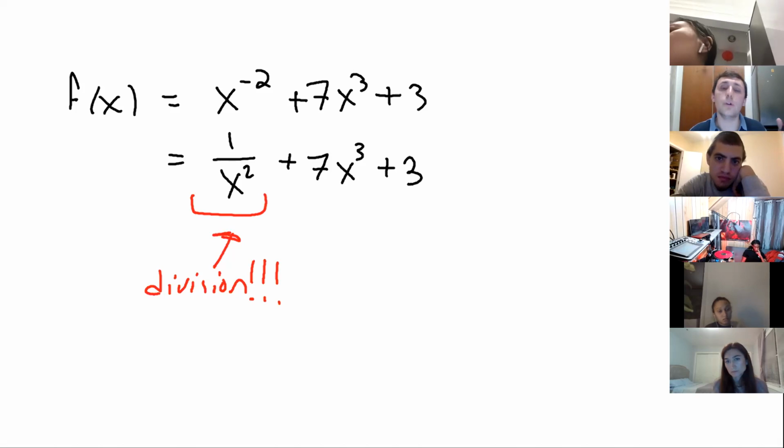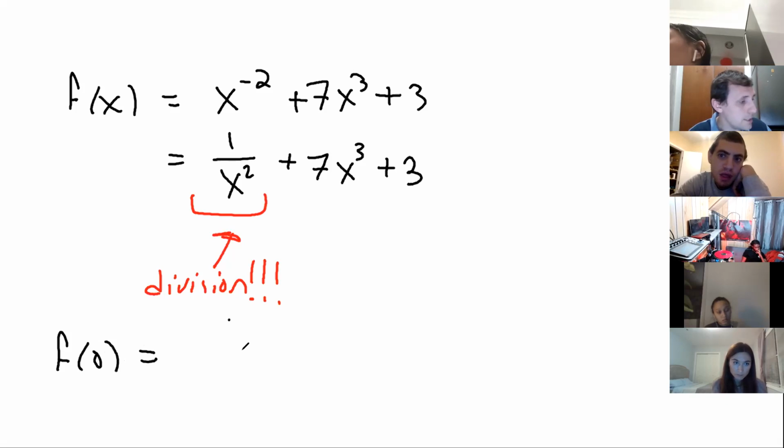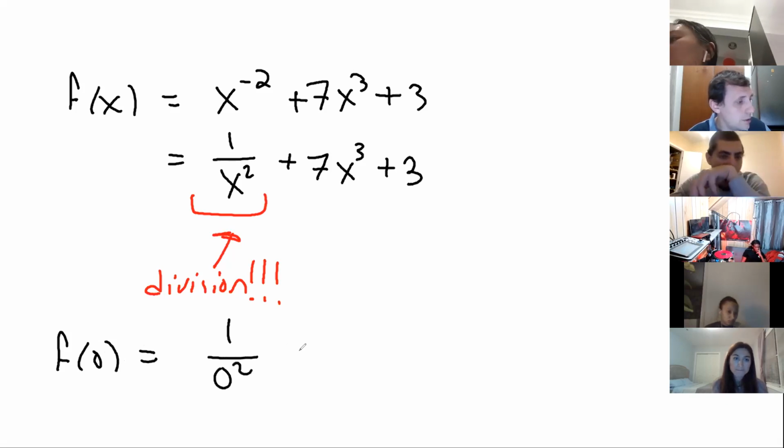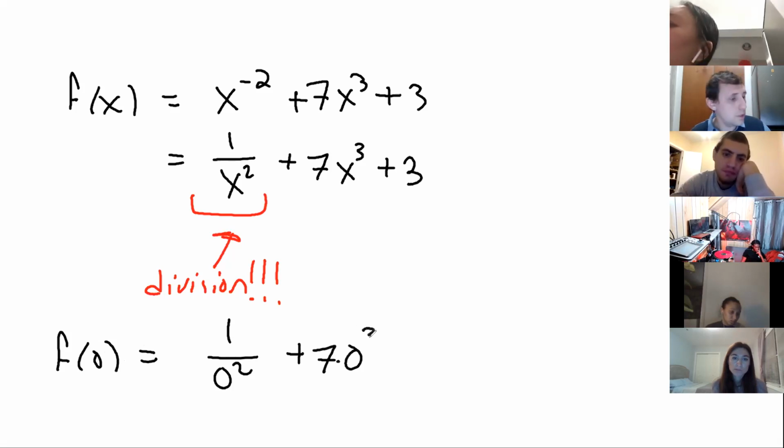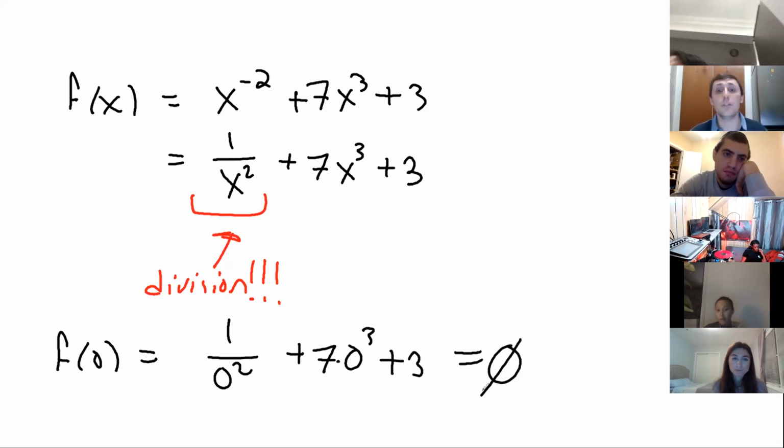I'm trying to see whether this operation is not able to produce some values. It's not able to digest some numbers. Now look what happens if I plug in 0. If I plug in 0, I have 1 over 0 squared plus 7 times 0 cubed plus 3. And because I divide by 0 squared, this is undefined. This function is not capable of digesting 0.